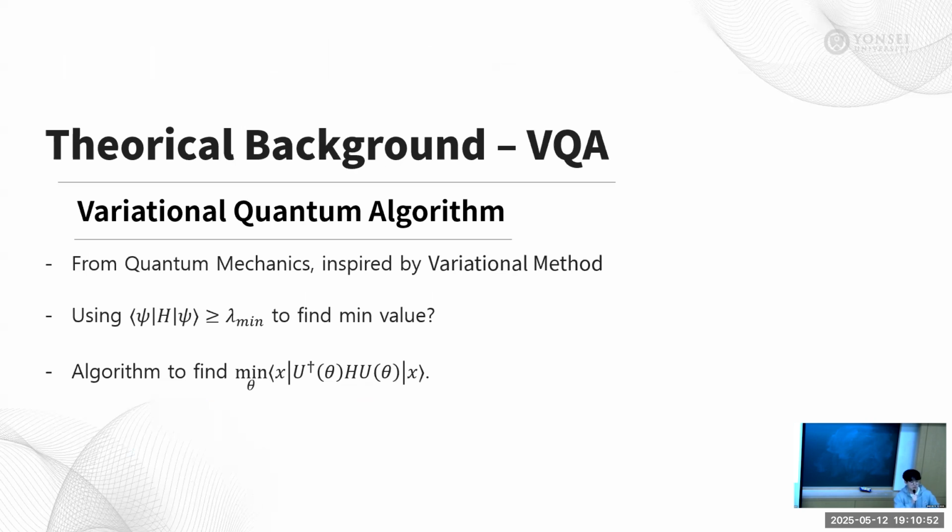Similarly, VQA uses a similar process. Variational quantum algorithm, like I discussed earlier, is inspired by the variational method from quantum mechanics. What is the variational method? The variational method says that the expectation value of the Hamiltonian is larger than the minimum eigenvalue, lambda minimum, so we could make a guess. In quantum chemistry, the minimum value can be considered as the ground state energy. And we are going to find algorithms to find how this expectation value of the Hamiltonian works.